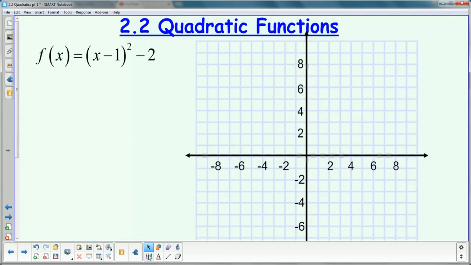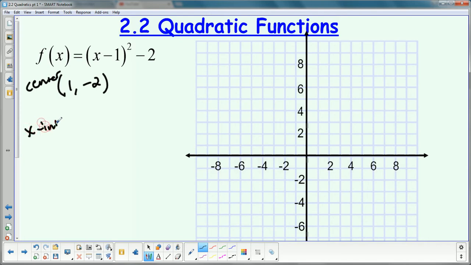Okay, an example of that would look like, so we're going to know our center is going to be 1, -2. Okay, and then if we want to next find our x-intercepts, since there's no number here, a is 1, so we can actually say that this opens up. Our x-intercepts, we're going to set all that equal to 0. So I'm going to add 2 to both sides.